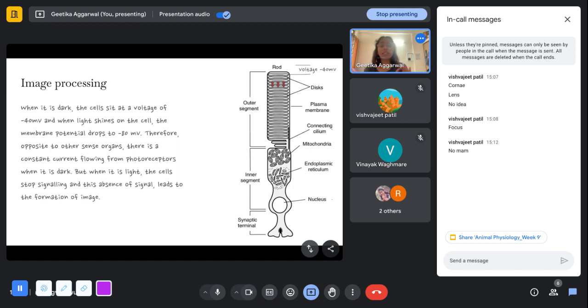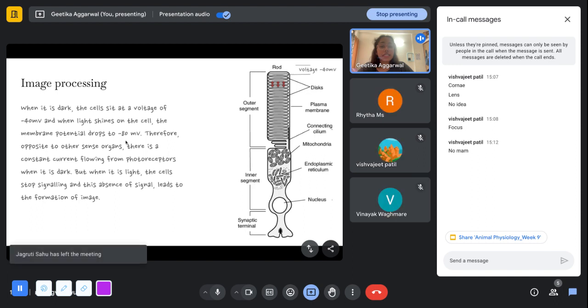When they are resting, their membrane potential is minus 40 millivolts, which means that they are constantly sending out a current towards the visual cortex of the brain. So they are constantly signaling the visual cortex, even when it is dark, when they're receiving no signal. But when light shines on the cell, the membrane potential drops to minus 80, and that is when they're not sending out a signal. So all of the rods that are receiving a light signal turn off, and the rest of them, which are in the dark, are the ones that are on.